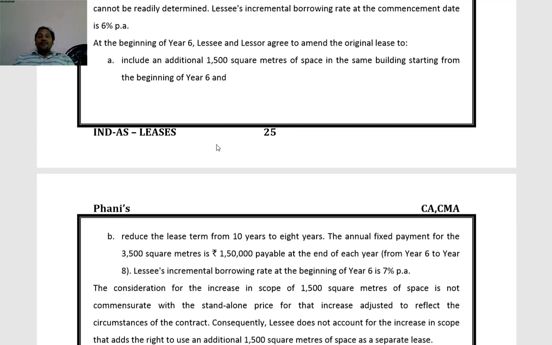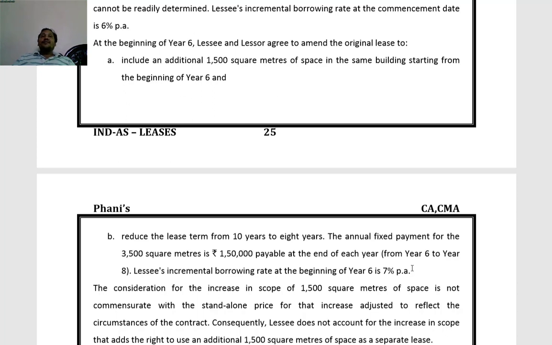They also reduce the lease term from 10 years to 8 years. The original lease term is 10 years, and now they are reducing it to 8 years. The annual fixed payment for 3500 square meters, 2000 plus 1500, is 1,50,000, payable at the end of each year, from the 6th year onward: 6, 7, 8, that is 3 years. The incremental borrowing rate is 7% at the beginning of the 6th year.